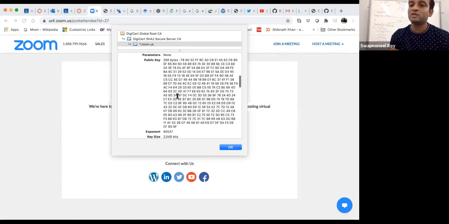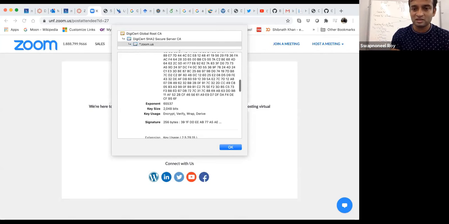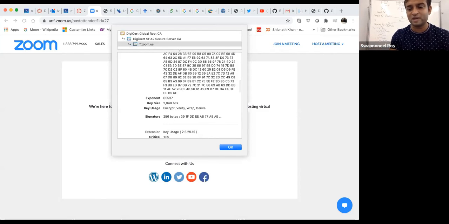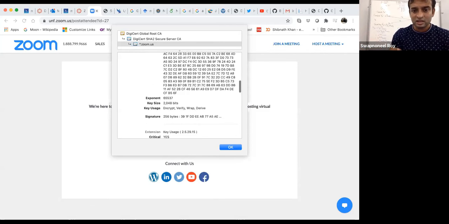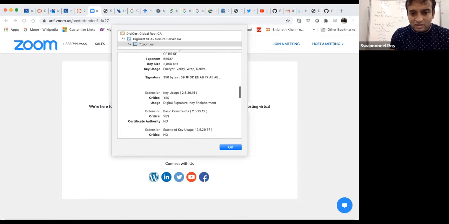I can convert this into binary. One hex digit is 4 bits. So F is 1111, 8 is 1000. Then you can see it's a long public key. It's 2048 bits. That's 256 bytes. If you multiply that by 8, you will get 2048. So that's the key usage.